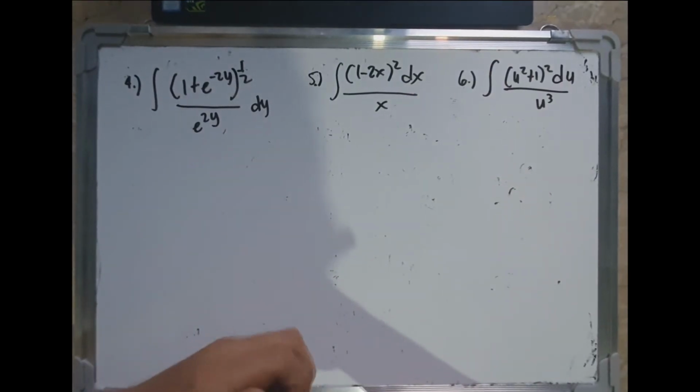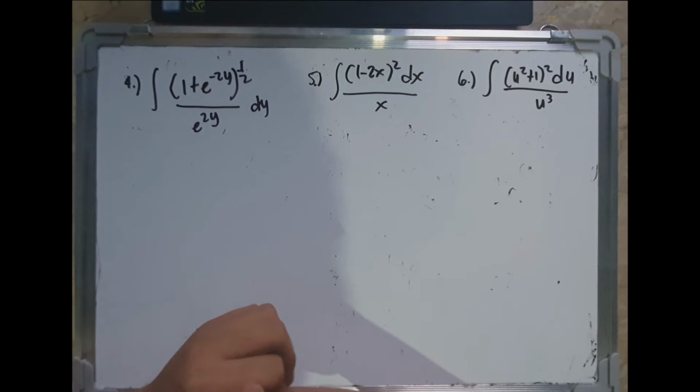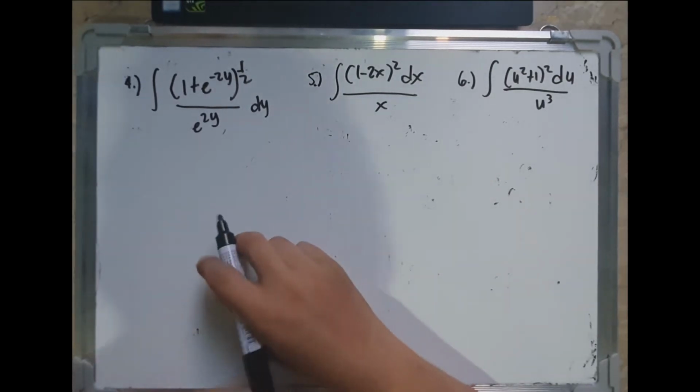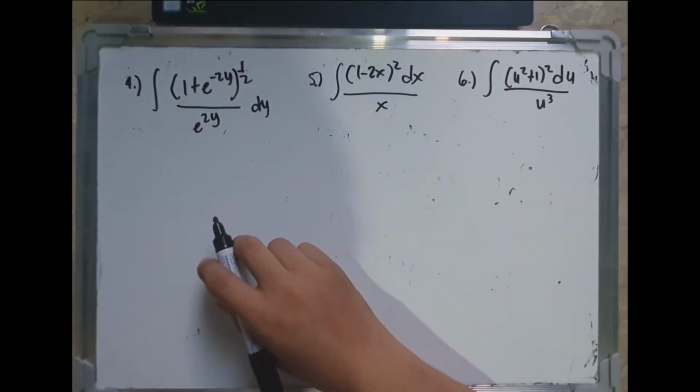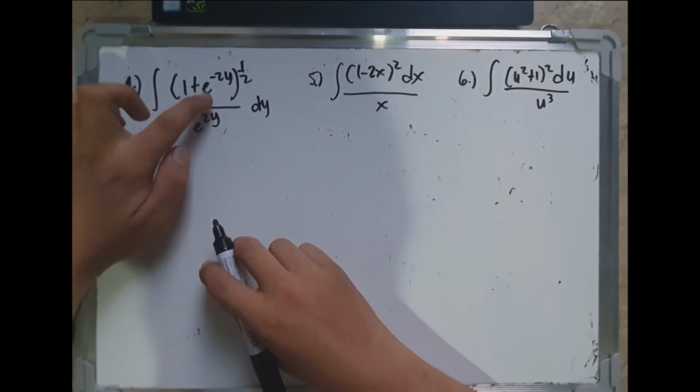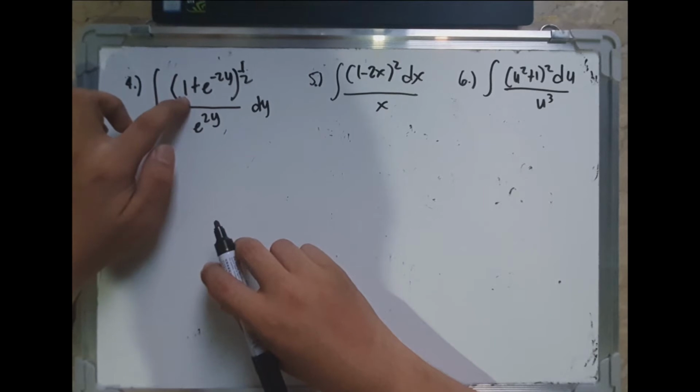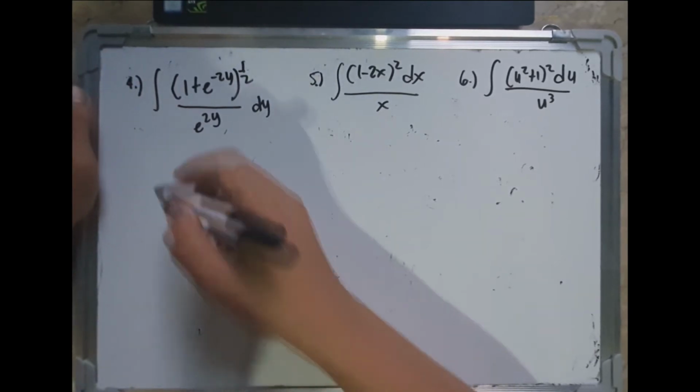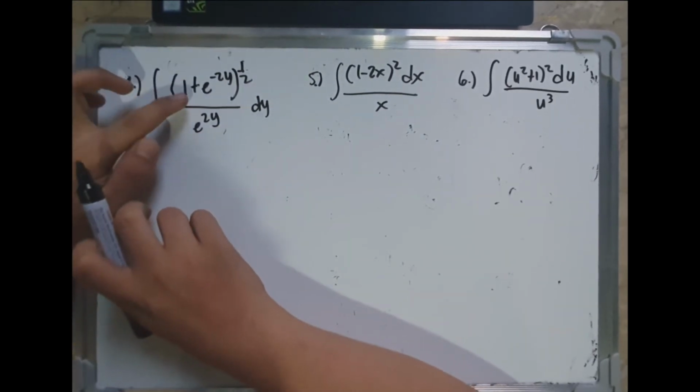Now let's continue with problem number 4. The integral of the quantity 1 plus e raised to the power of 2y, quantity raised to the power of 1/2 dy whole over e raised to the power of 2y. Now, if we are going to evaluate this type of problem, first, let's try to again find the relationship between numerator and denominator. So if this is our numerator, 1 plus e raised to the power of 2y, is this the derivative?